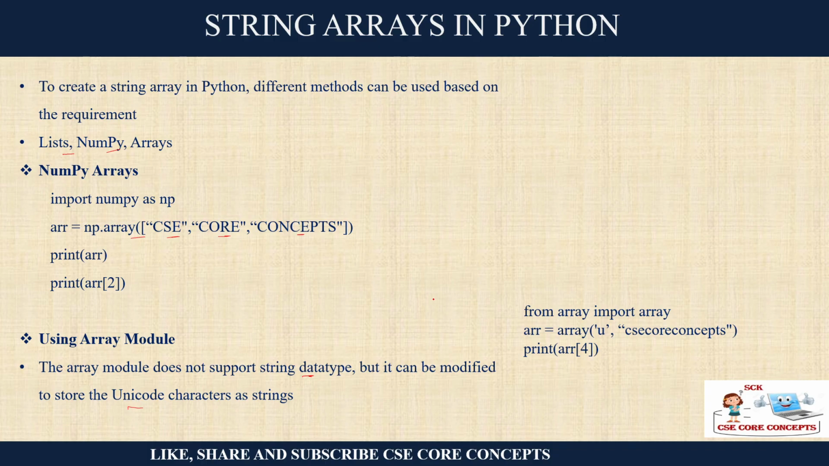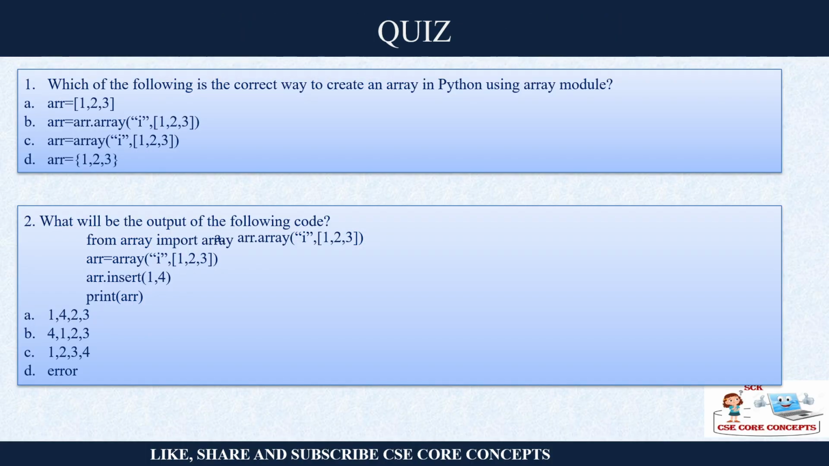Let's say you are writing this array, right? So you have to write this U. Earlier for integer we were writing I, right? So here you have to write U, which stands for Unicode, and then you have to write your string, right? So each one of them is at one position. So this is 0, 1, 2, 3, and so on. Okay, so this is how you can create it.